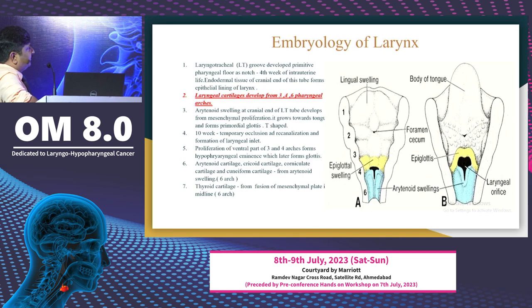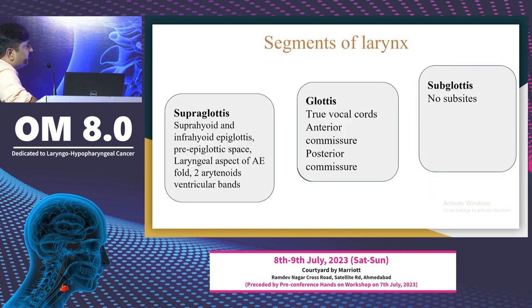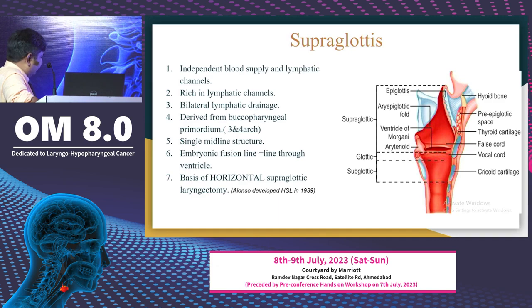So, embryology of larynx. I expect you to look at this point only. Larynx developed from the 3rd, 4th and 6th pharyngeal arch. We have three segments of larynx: supraglottis, glottis and subglottis, and supraglottis and glottis have further divisions.